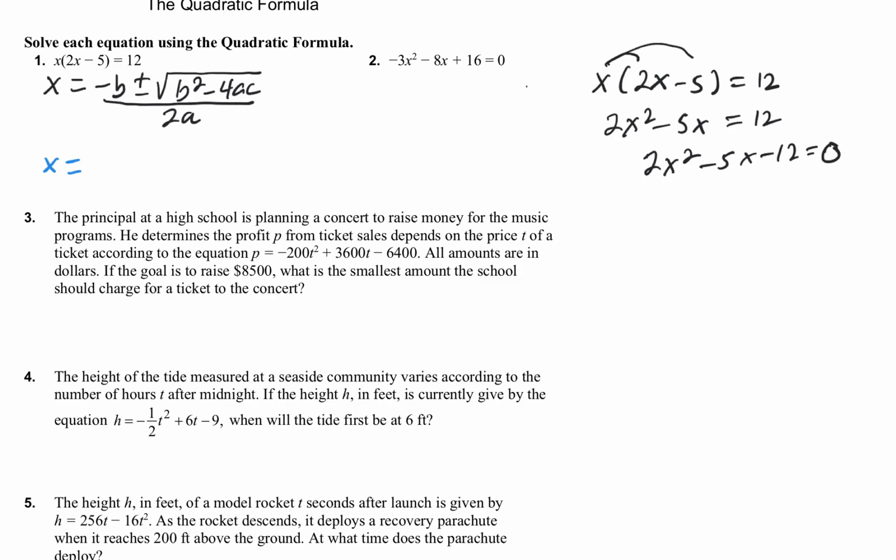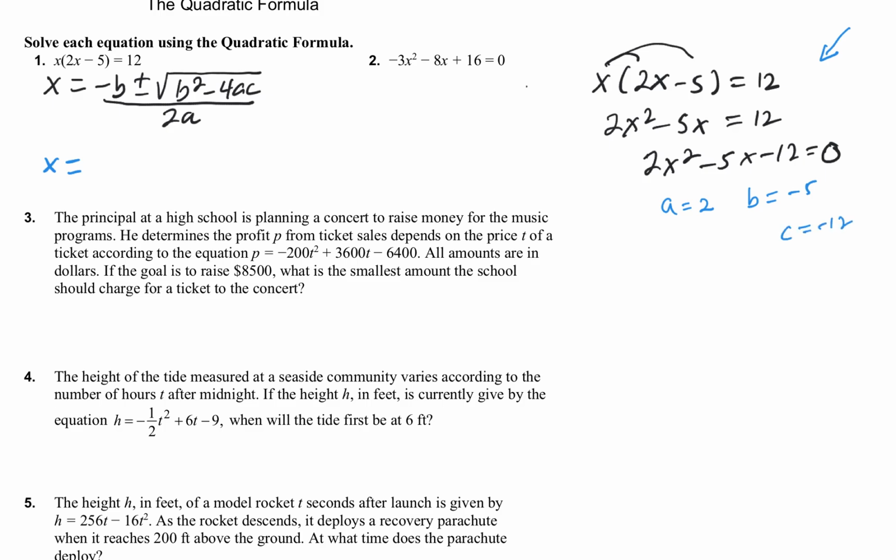So on this assignment, we are solving using the quadratic formula. So what I did is I multiplied x times 2x and x times negative 5, which gives you 2x squared minus 5x equals 12. And then I moved the 12 to the left side. And I am talking about this right here. So my a is 2, the b is negative 5, and c is equal to negative 12.